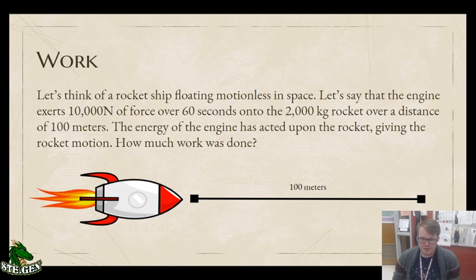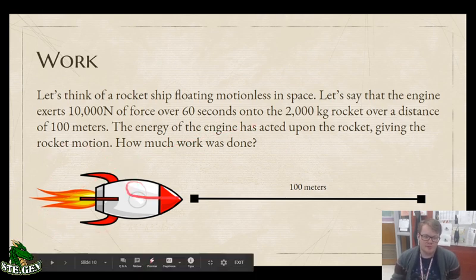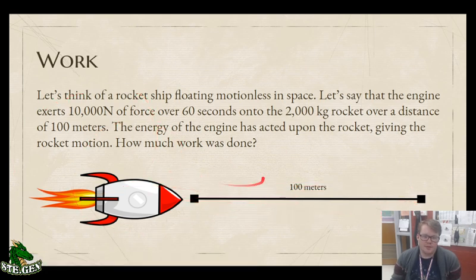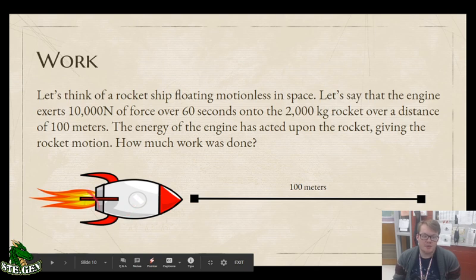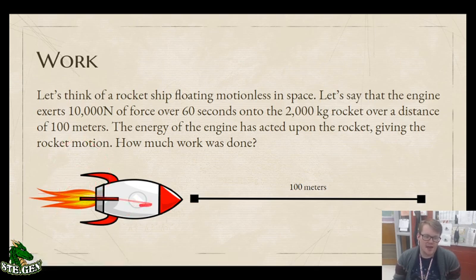So we're going to do an example of this. Let's think of a rocket ship that's floating motionless in space. We'll say that the engine exerts 10,000 newtons of force, coming out of the end of this rocket going this way, over 60 seconds. It's going to cause this 2,000 kilogram rocket to go 100 meters. The energy of the engine has then acted upon the rocket. In this case, the gases leaving that way are going to cause an equal and opposite reaction, thanks to Newton's laws, pushing the rocket itself forward, and it's going to make it travel 100 meters down the line.